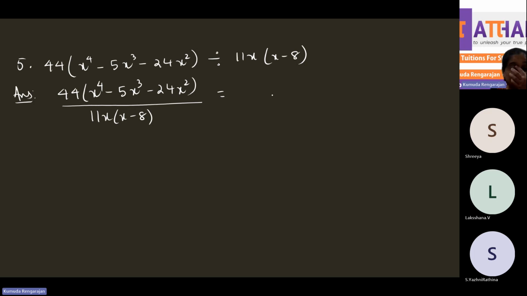So here, children, in the numerator, we have an expression which is not quadratic. If it's quadratic, we can factorize it by splitting the middle term. It's not quadratic. There are three terms and x square is common to all three terms. Remember that whenever we have to factorize, the golden rule is to take out the common factor first. Sometimes if you don't take out the common factor, you cannot factorize it at all.